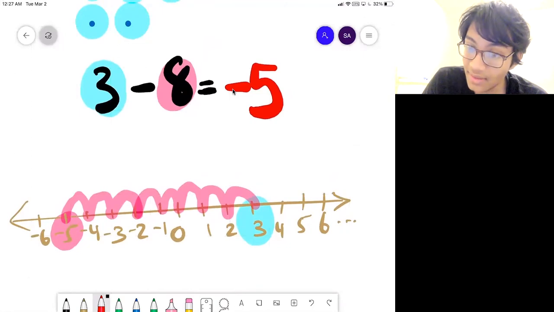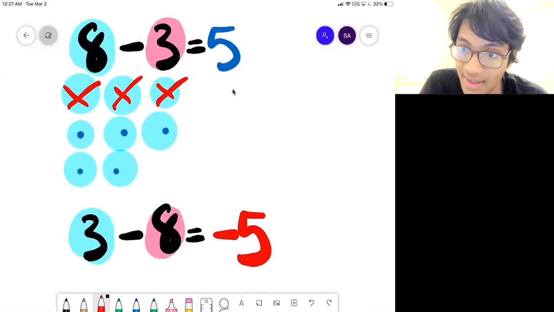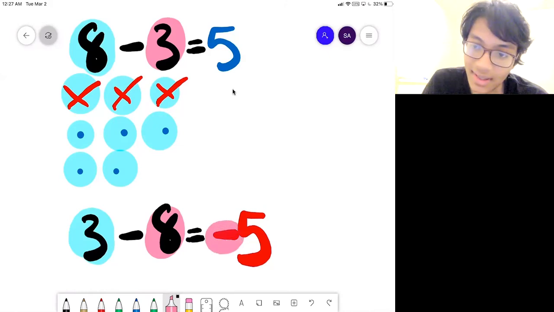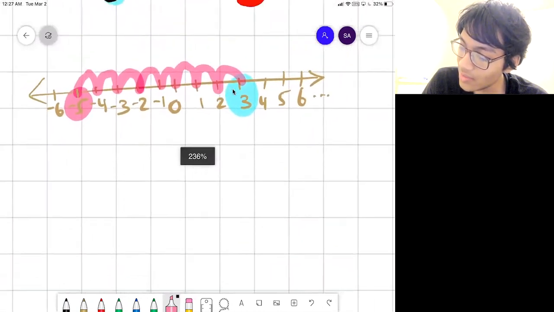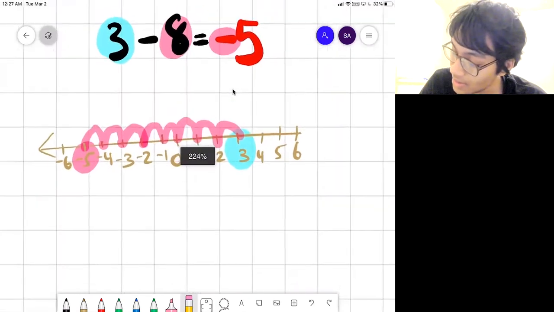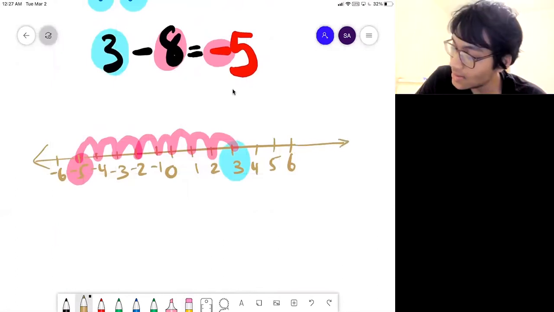Do you see something? 8 minus 3 was 5. 3 minus 8 is minus 5. See, all I had to do was just add this minus sign. Isn't that cool? I think that's cool. Why is that the case? Well, if we extend our number line just a bit, let's see what happens. I actually don't know why this is the case.